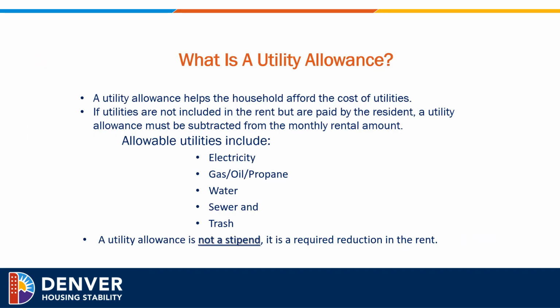What is a utility allowance? A utility allowance helps the household afford the cost of utilities. If utilities are not included in the rent but are paid by the resident, a utility allowance must be subtracted from the monthly rental amount. Allowable utilities include electricity, gas, oil, propane, water, sewer, and trash. A utility allowance is not a stipend. It is a required reduction in the rent.